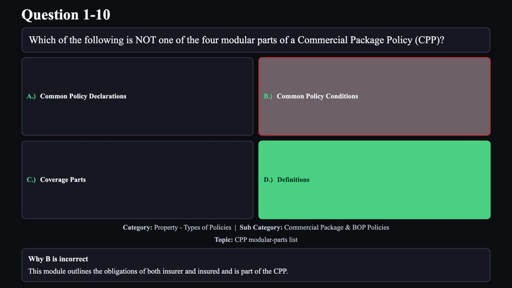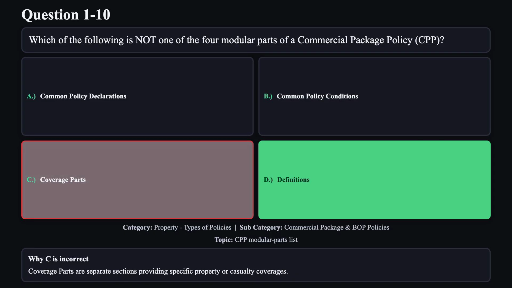Reason B is not correct. This module outlines the obligations of both insurer and insured and is part of the CPP. Reason C is not correct. Coverage parts are separate sections providing specific property or casualty coverages.